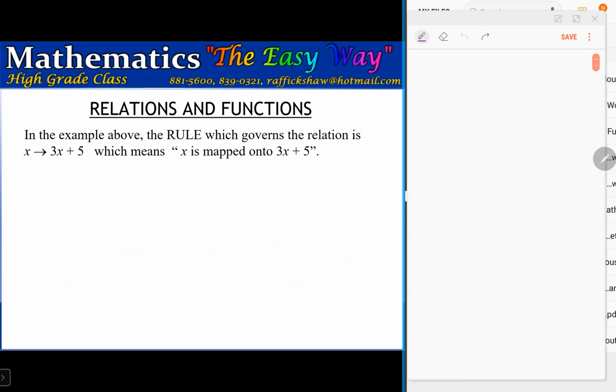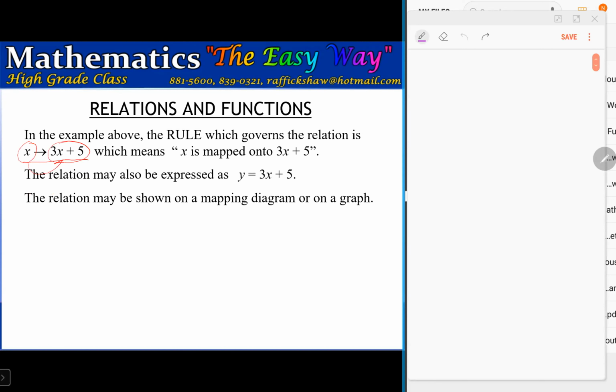All right, so we're going to an example now. In the example above, the rule which governs the relations that we just looked at is that x is mapped onto 3x plus 5. That's what this thing means. It means that if a domain value is x, the range value is going to be 3x plus 5. Another way of expressing it is to say y equals 3x plus 5. So it comes back to a linear equation.